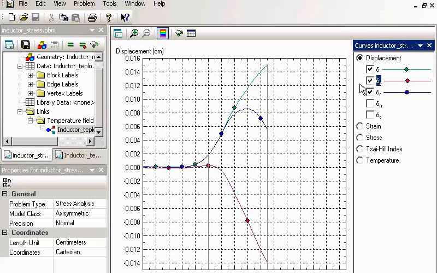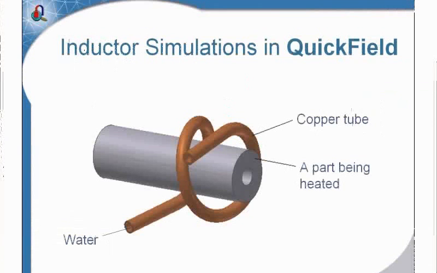And another problem I would like to show you is an electric simulation. At high frequency and high voltage, a short circuit is possible between the inductor coil and the heated object. With QuickField, we can calculate the electric problem and calculate the electric field stress distribution.